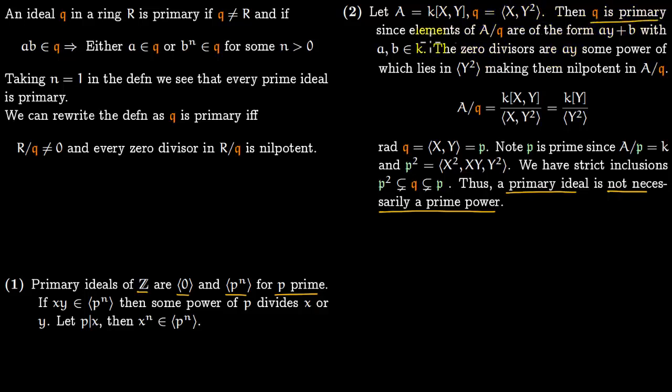Then Q is primary, since of the elements of A modulo Q. A modulo Q looks like K[X,Y] modulo (X, Y squared). So you get rid of X, and you are just left with K[Y] over Y squared, and elements here are of the form ay plus b, where small y is capital Y modulo our ideal Q. So elements of A modulo Q are of the form ay plus b, where a and b lie in the field K. B lies in the field, so it is not going to give you 0 divisors. The 0 divisors are precisely going to come from the form ay, but if you square this, it will lie in Y squared. So this makes them nilpotent. So 0 divisors are of the form ay, and these 0 divisors are nilpotent, and that makes sure that this Q is a primary ideal.